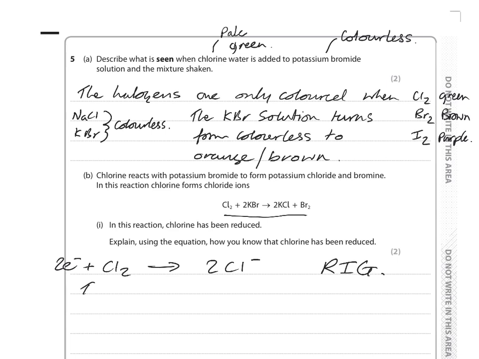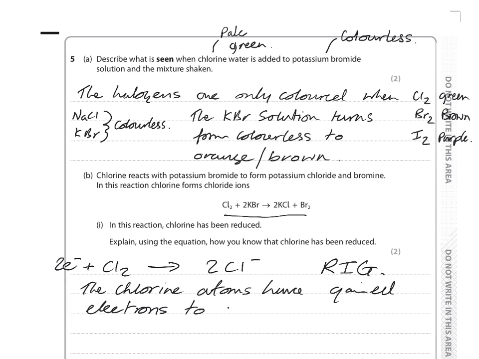So the answer is, how do I know that chlorine has been reduced? The chlorine atoms have gained electrons to give chloride ions, and that would get you your 2 marks.